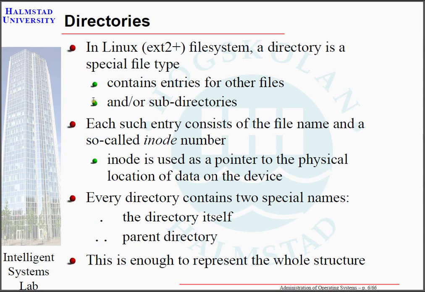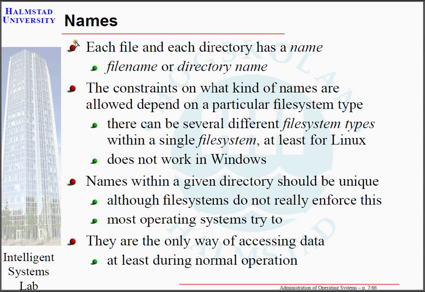And each directory, even if it's so-called empty, contains at least two special names. It contains a single dot, which is a pointer to the directory itself, and it contains the double dot, which is a pointer to the parent directory. And it actually turns out that this is enough to represent the whole structure. You don't need any additional information about links.